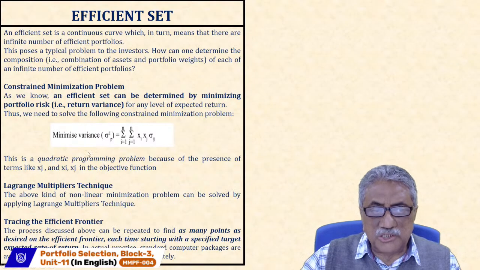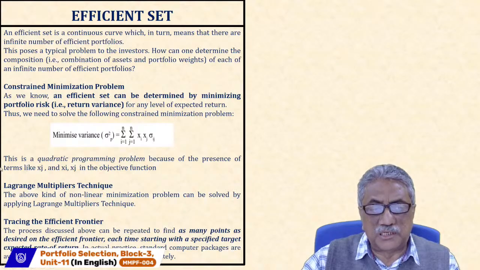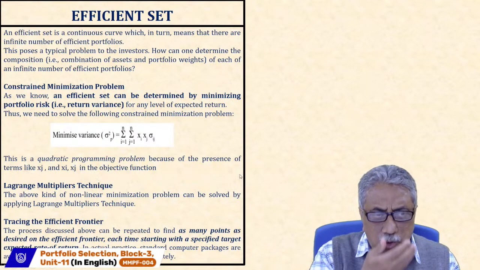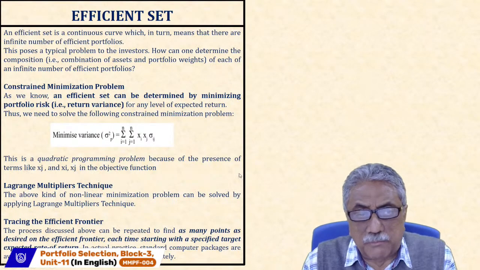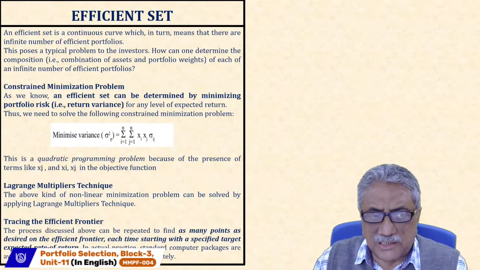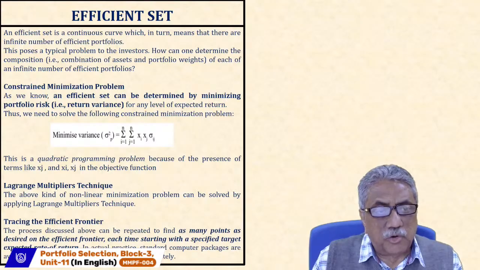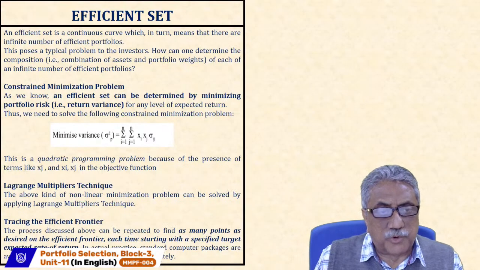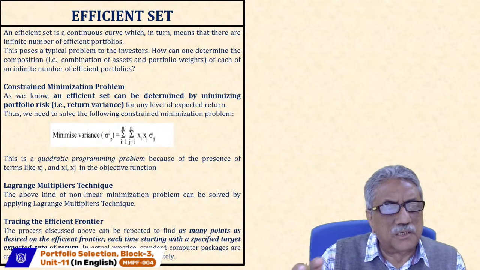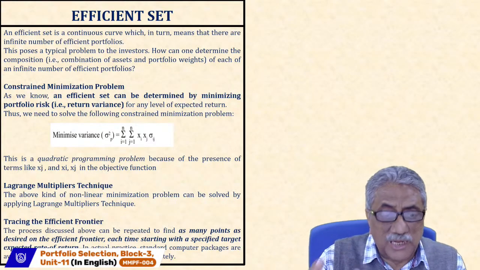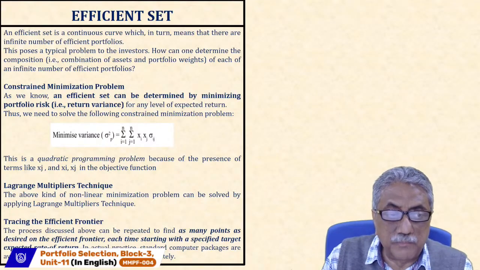Now, this is a quadratic programming problem because of the presence of terms like x, y, z, etc. in the objective function. This is a little more complicated, but it can be solved by computers very fast. You will find this in your study material also, and you can solve small problems, not big ones, with 2-3 stocks only, because beyond that it becomes very difficult to handle.